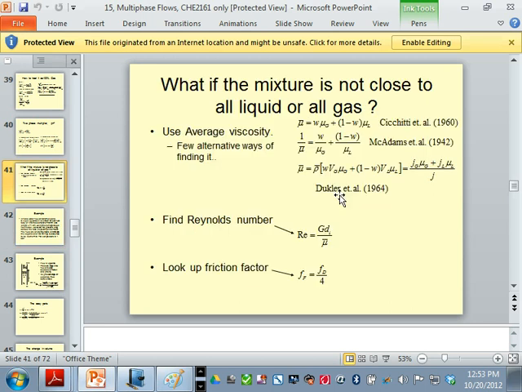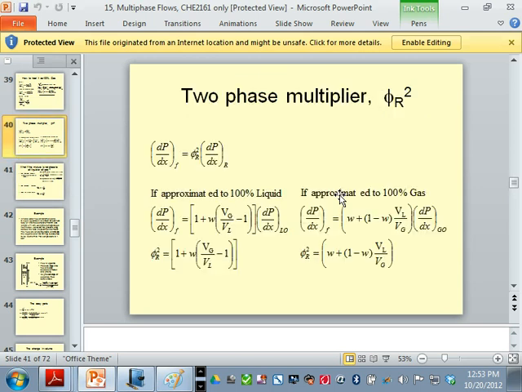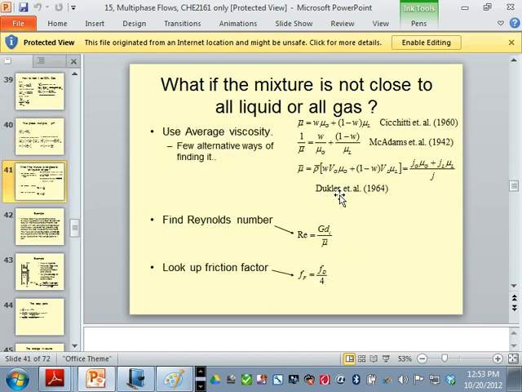I think this one is added extra material. If you don't want to believe it's all liquid only or gas only, then we need to work out some sort of average viscosity, and then look up the Reynolds number, and then look up the friction factor for that Reynolds number based on our average values. There are different ways of finding the average. But again, we won't use this one. This one's more extra. So now let's try to implement what we just did.